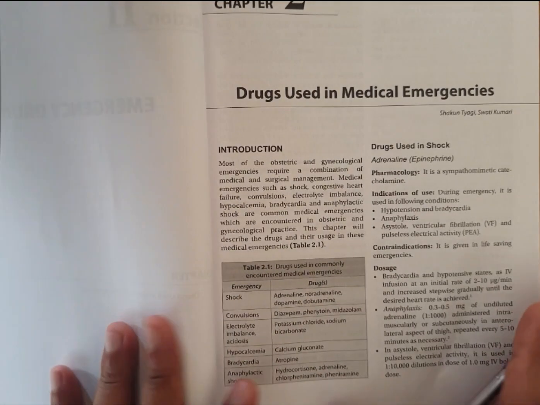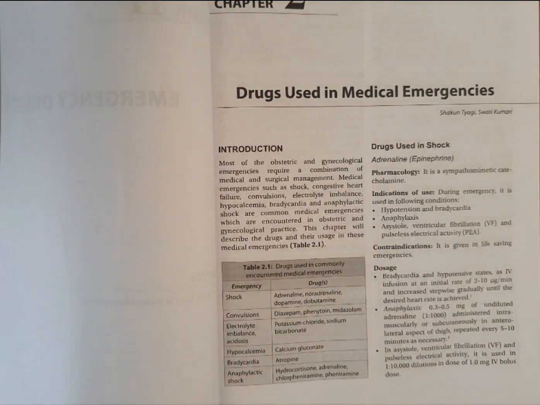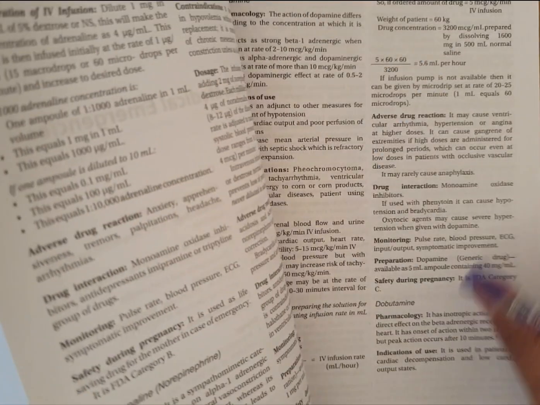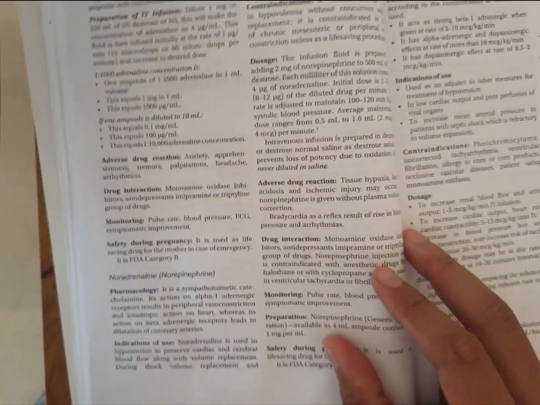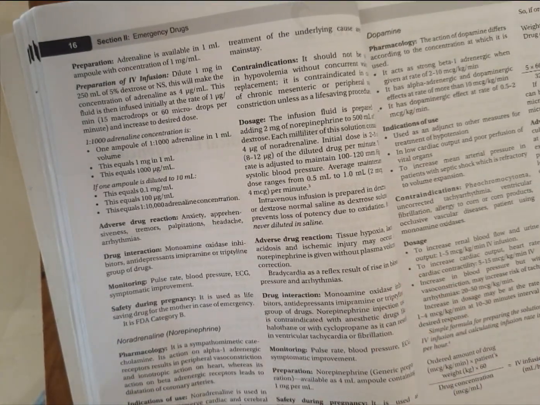Okay. Remember these three indications. Mostly for anaphylaxis, you can remember 0.3 to 0.5 milligram of 1:1000 undiluted. In asystole, ventricular fibrillation, pulseless electrical activity, 1:10,000, 1 milligram IV bolus dose. Okay. Then preparation.